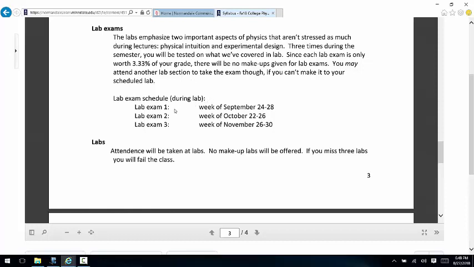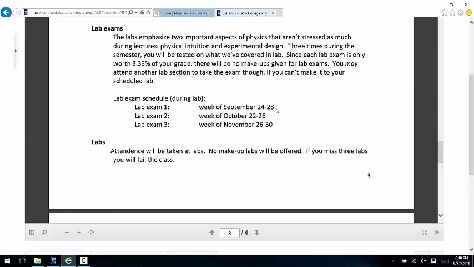Okay, and those are the dates of the 3 lab exams. They're not worth a lot. Each lab exam is worth as much as a quiz.